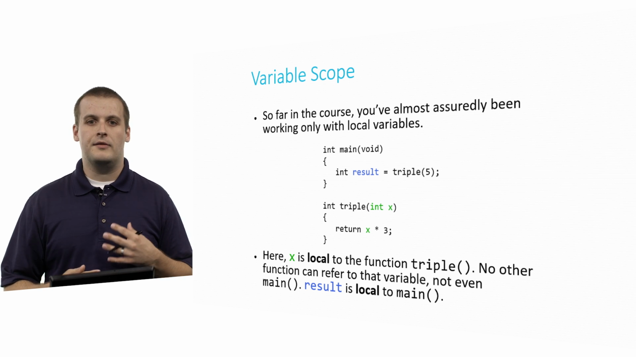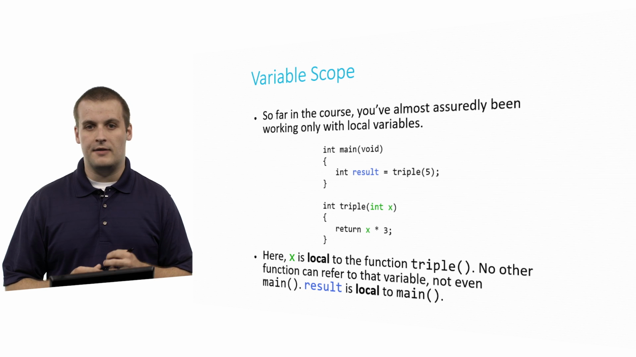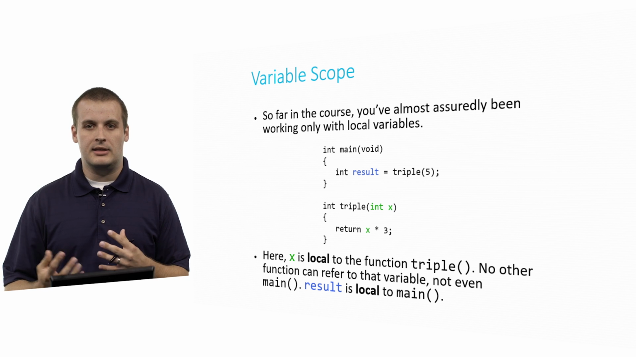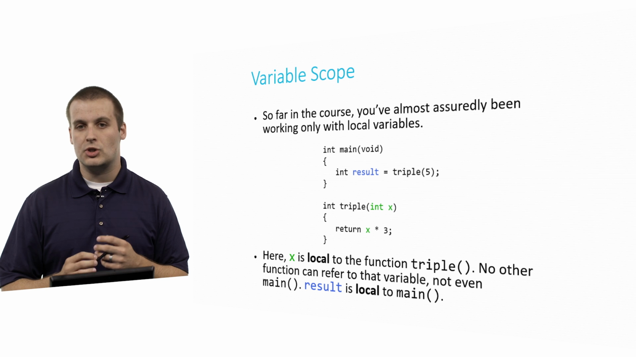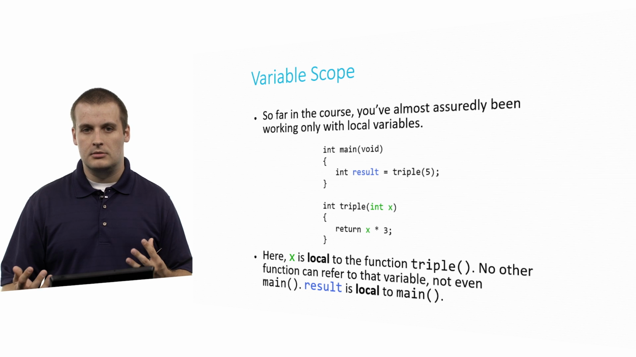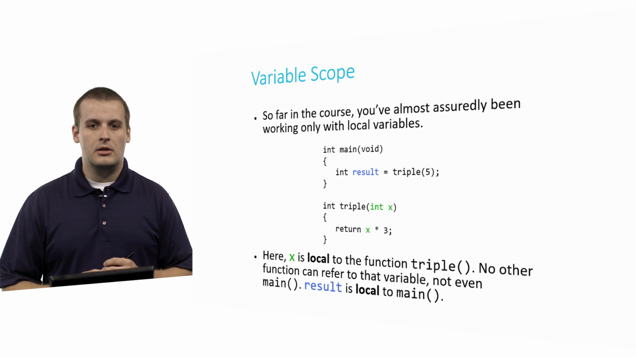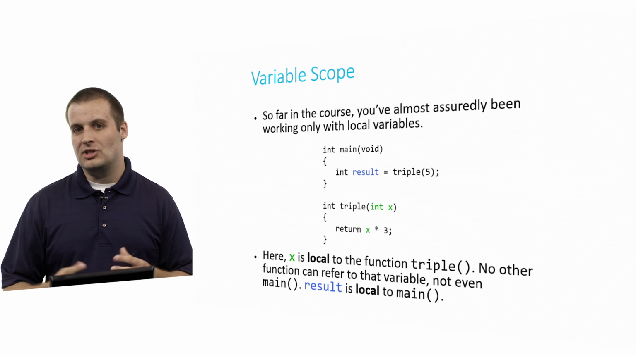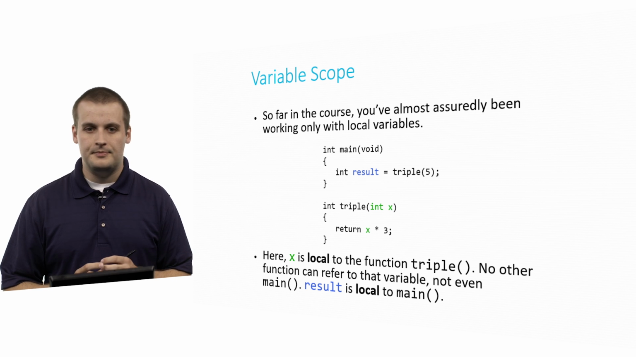So far in the course, you've pretty much been working exclusively with local variables. Here's an example of a very simple main function and a very simple additional function that we've written. In this case, x, which I've colored green to highlight the scope of that variable, is local to the function triple. Main cannot refer to x at all. It doesn't know what it is. No other function, in fact, if we had additional functions in here, could refer to x.